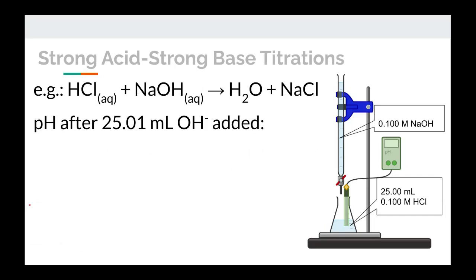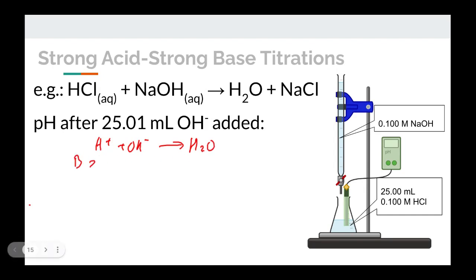Now, at 25.01 milliliters of OH minus added, we are now in a different zone. This is not a strong acid anymore. We have used up all the H plus, and now we're starting to put in a little more OH minus. So we actually have a strong base present. Let's figure out what the concentration of OH minus is, and then use that to figure out our pH. So a BCA chart would be useful. It's the same reaction, H plus plus OH minus, making water.